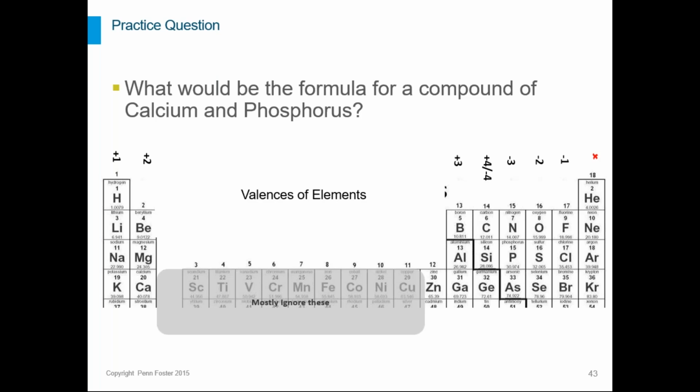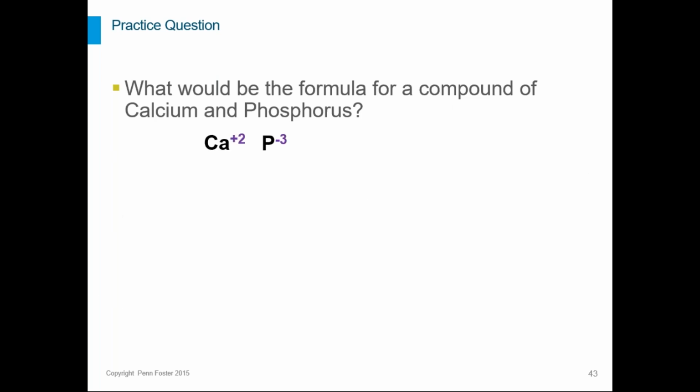And one more, let's take calcium and phosphorus. Calcium is +2, phosphorus is -3. Calcium +2, phosphorus -3. We take the number from phosphorus, put it with calcium. We take the number from calcium, put it with phosphorus. Bam, calcium 3, phosphorus 2.